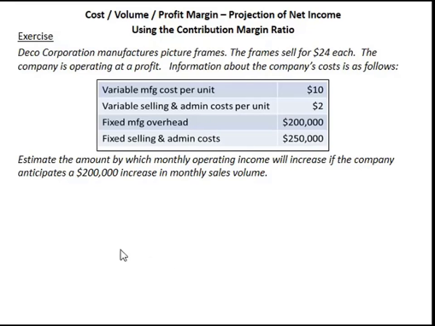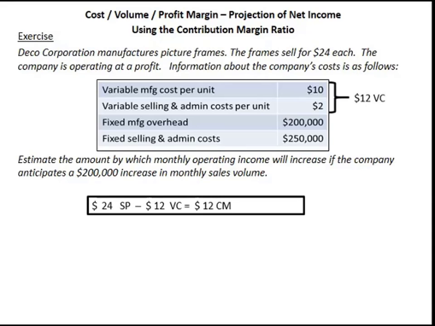Now the exercise says estimate the amount by which monthly operating income will increase if the company anticipates a $200,000 increase in monthly sales volume. So the first thing we need to do is calculate our contribution margin. Because eventually we're going to want to use our contribution margin ratio to apply to our change in sales volume. So let's start off by calculating the contribution margin.